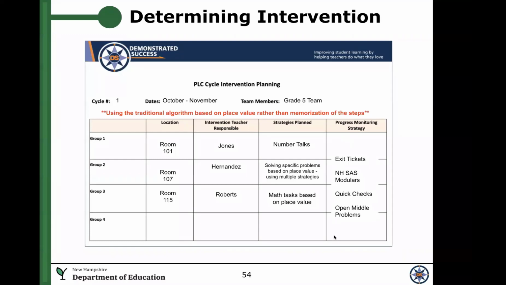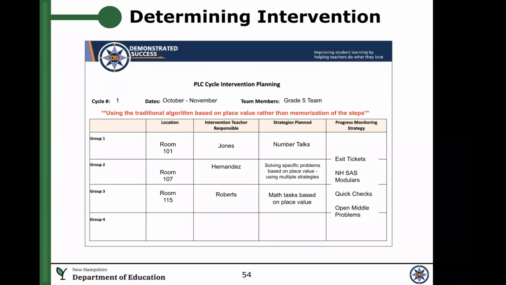Any of the progress monitoring strategies would go over here. Who's the responsible teacher, what the location is, all of that information goes on here. You could also fill out another form that's the strategies and materials. So any materials that you're going to be using, other strategies that you're going to have, the more information that you keep and put together, the better you're going to be moving forward, right? So if you ever do those types of interventions again, you have all of that information there.